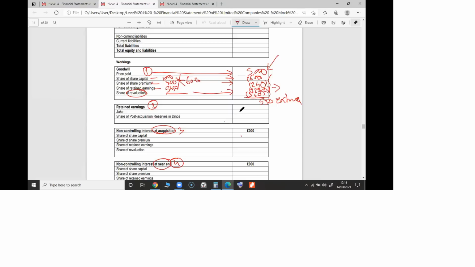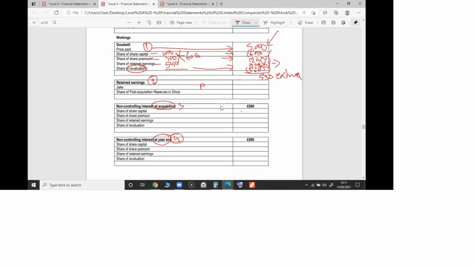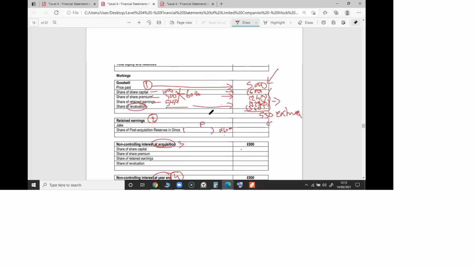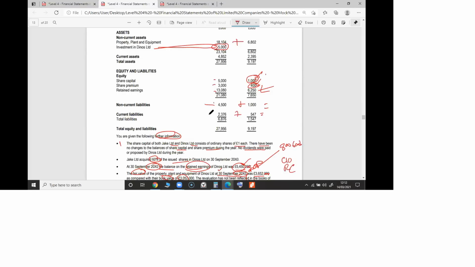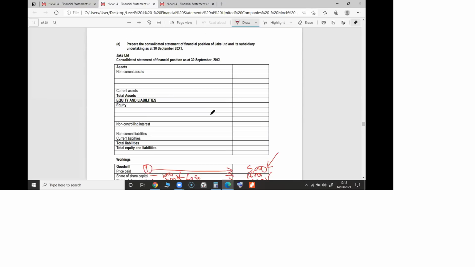All right, now let's do the retained earnings. For the parent's retained earnings, we're going to copy paste, and then the subsidiary retained earnings. The difference we found was 800, and of that, 60% we're going to take. Let's check the parent retained earnings. How much is it? 13,080. Take it straight.